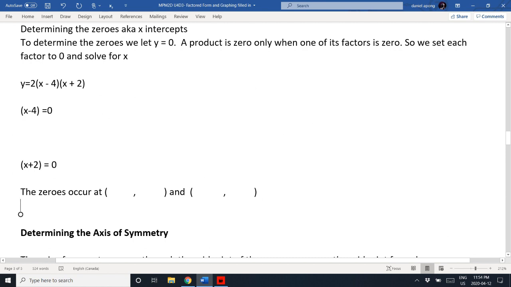Now let's determine the zeros, also known as the x-intercepts. To determine the zeros, we let y is equal to 0. A product is 0 only when one of its factors is 0. So we set each factor to 0 and solve for x. So we're just going to look at the factors again, like we were doing in our other examples. We have x minus 4 is equal to 0, and then we can solve for what x would be to make this equation true. We're just going to move this to the other side. So x is going to equal 4. Or if we look at our other factor, we move the 2 over, we have x is equal to negative 2. So the zeros occur at 4, 0 and negative 2, 0.